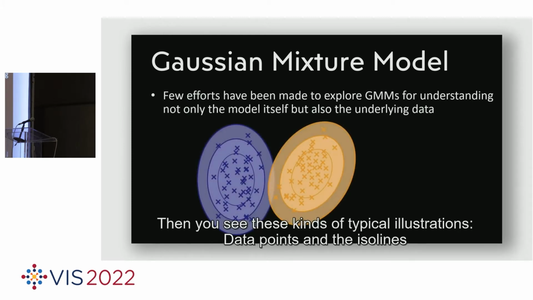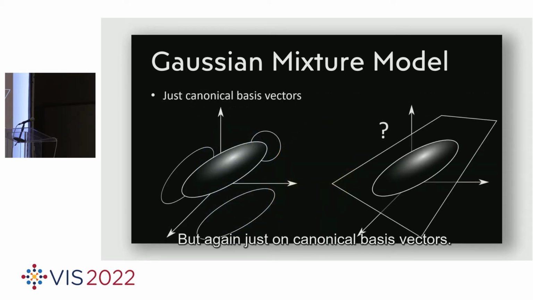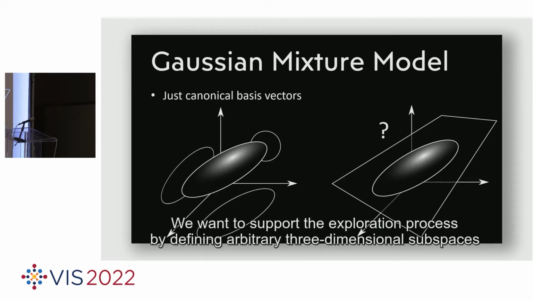Then you see these kinds of typical illustrations. You see data points and mostly the isolines of the individual Gaussians. But again, this is performed just on the canonical basis vectors, which you can see here on the left. But what we wanted to do is support the exploration process by defining arbitrary three-dimensional subspaces.